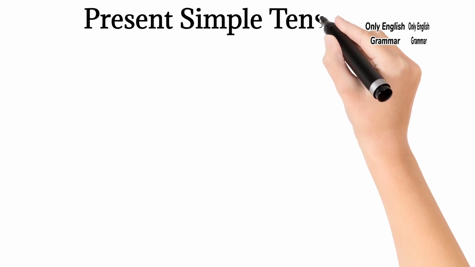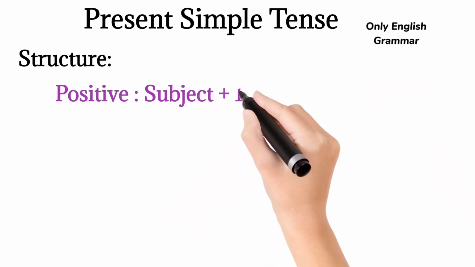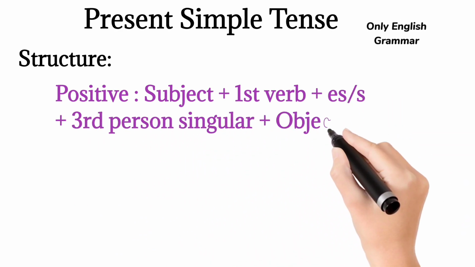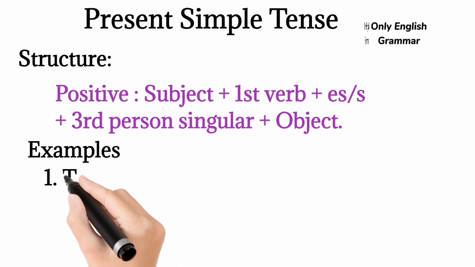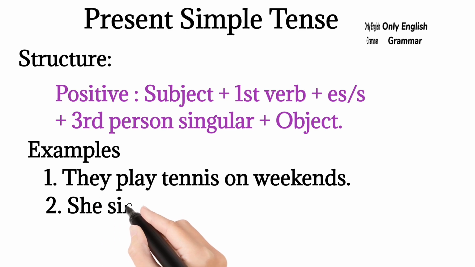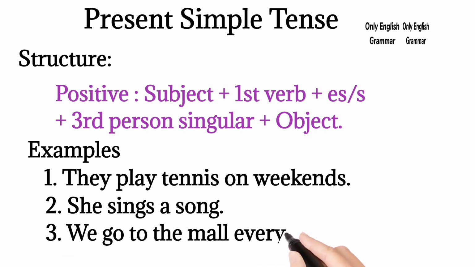Here is the basic structure. Present simple tense structure for positive sentences: subject plus first form of verb plus es or s for third person singular plus object. For example, 1. They play tennis on weekends. 2. She sings a song. 3. We go to the mall every night.